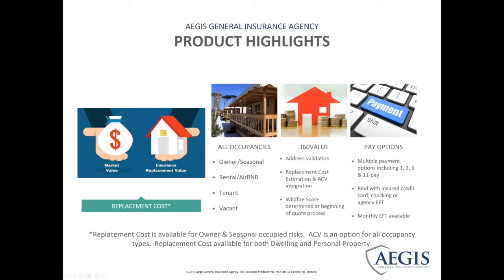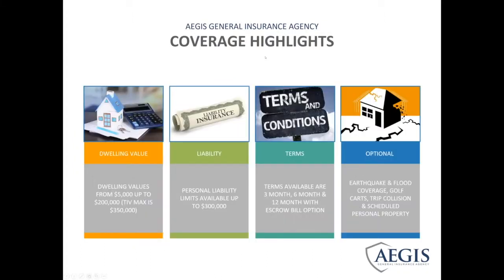All right, let's move on to the next slide here. So, coverage highlights. The dwelling value, we take all the way down to $5,000 as a minimum and up to $200,000 coverage A, with a TIV, total insured value, up to $350,000.